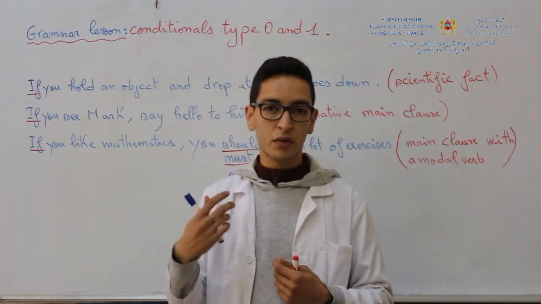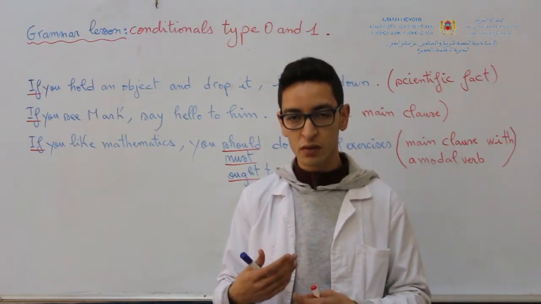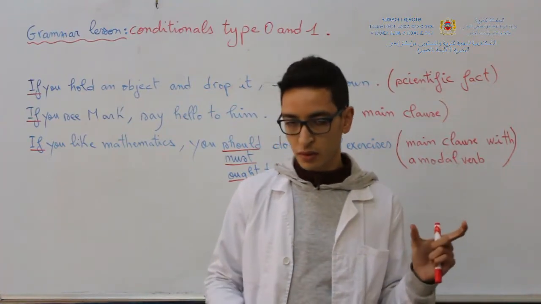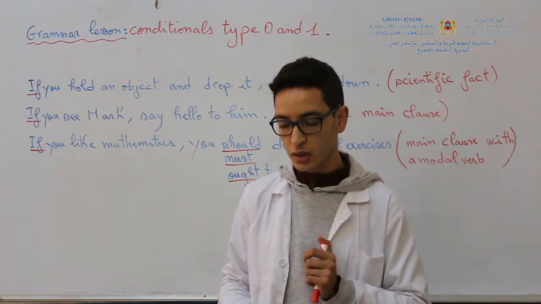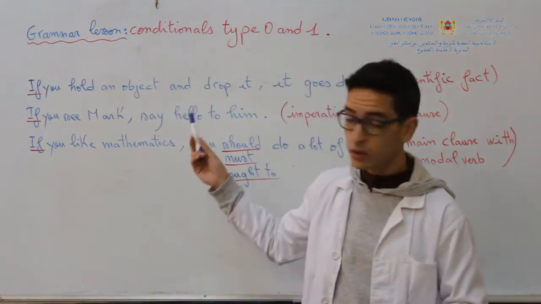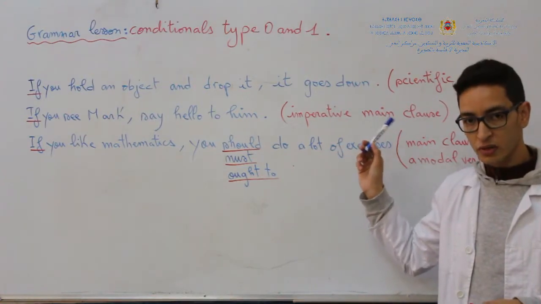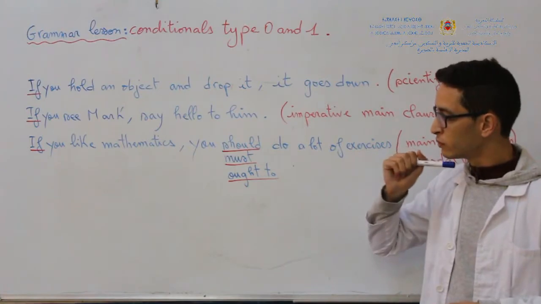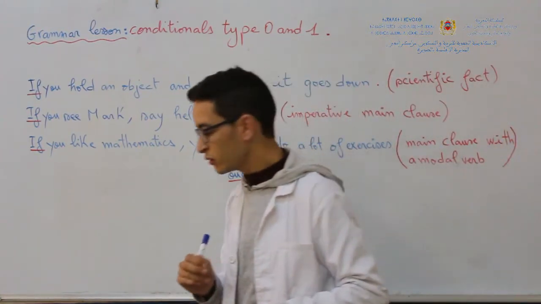So the rule is, if you have scientific facts, or if you want to make a hypothetical statement about something which is scientific, the first part of your hypothesis or of your conditional sentence should be in the present simple, and the verb in the second part should be conjugated also in the present simple. Let's see another example which is a little bit different from the first one.